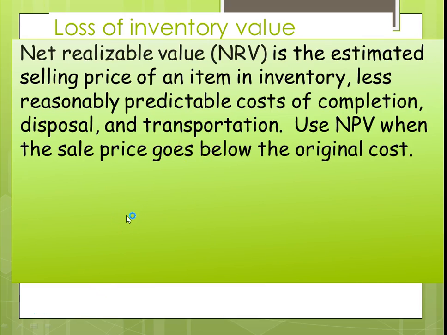Loss of inventory value. What happens is that when you have something like what we call the net realizable value, which is the estimated selling price of an item in inventory, less reasonably predictable costs of completion, disposal, and transportation, we're going to use this when the sales price goes below the original cost.